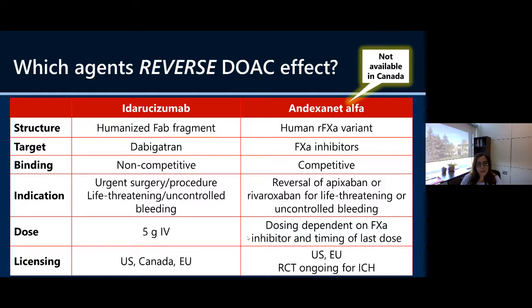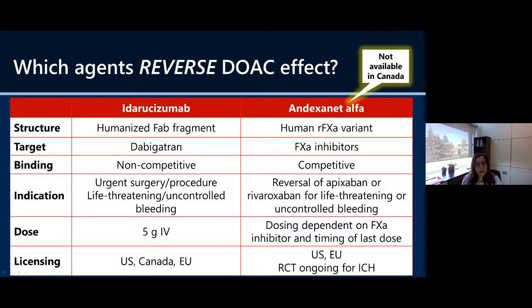And so Idarucizumab is indicated for patients with life-threatening or uncontrolled bleeding on dabigatran, or patients on dabigatran who require urgent surgery. Andexanet alfa is different because it's only approved for the reversal of apixaban or rivaroxaban for life-threatening or uncontrolled bleeding. We don't have Andexanet in Canada. I'm not aware that it's been submitted to Health Canada, at least as of a month or so ago. So there's no real timeline for it to arrive here, unfortunately.